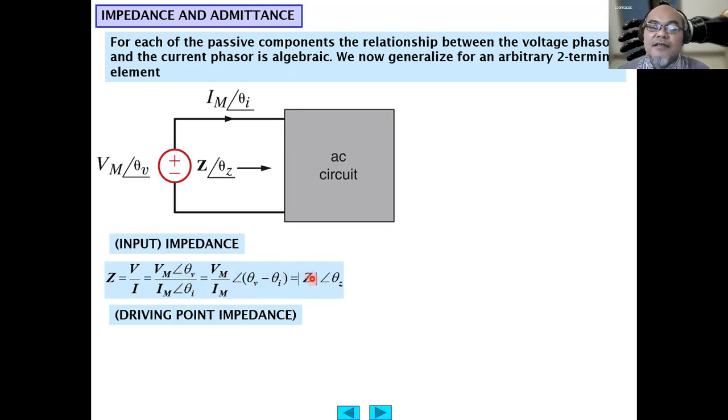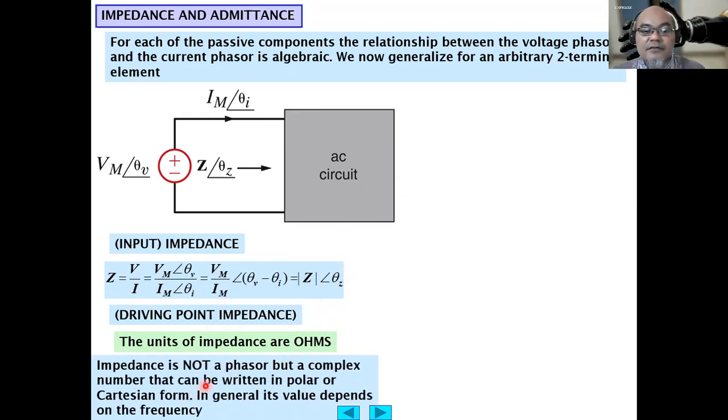Okay, so this is the magnitude Vm over Im. This one is the phase angle of the impedance. And this is phasor notation. The unit of impedance is the same as the unit of resistance, the ohm. So impedance is not a phasor, but a complex number that can be written in polar or Cartesian form. In general, the impedance magnitude depends on the frequency, because it contains the factor exponent j omega t.